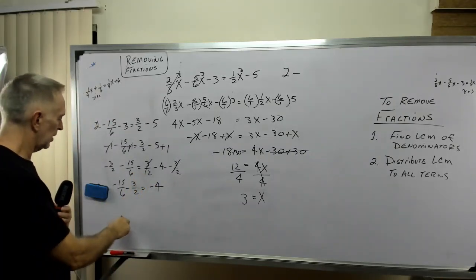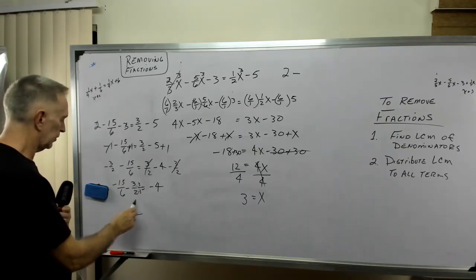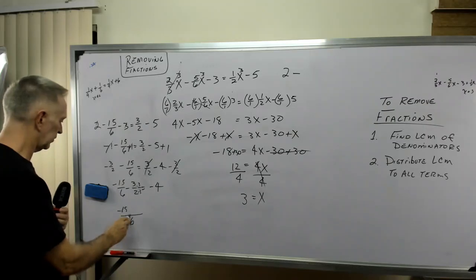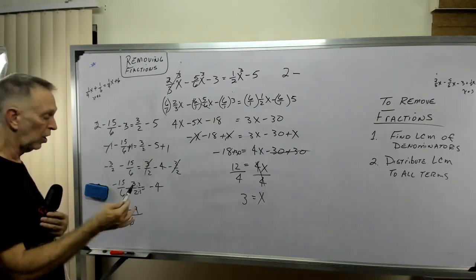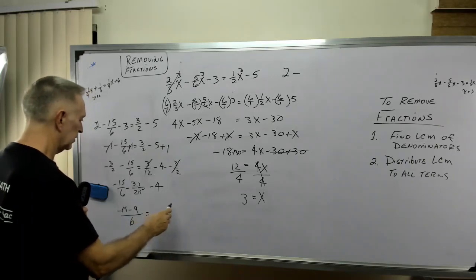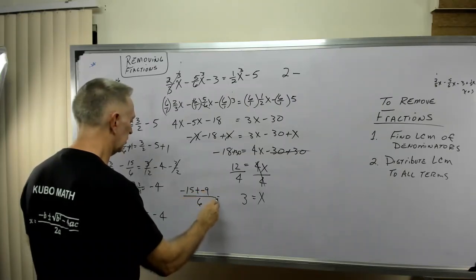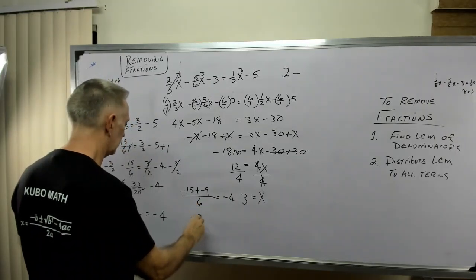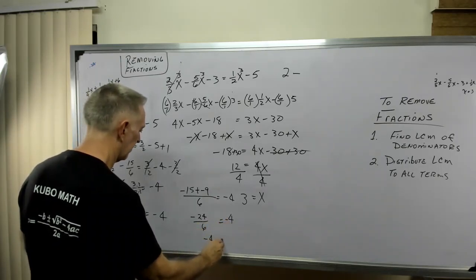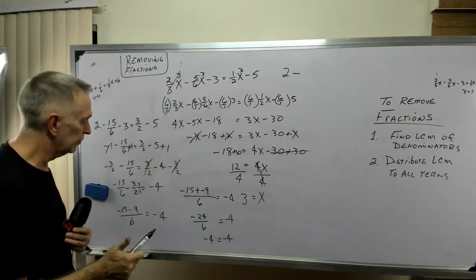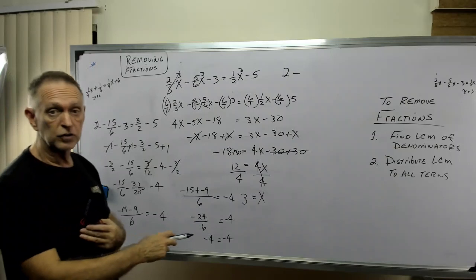Now I need to get a common denominator of 6, right? So I need to multiply this one by 3 over 3. 3 times 2 is 6. So now I have a negative 15 over 6 minus a positive 9 over 6. Minus a positive is plus a negative. So I have minus 15 plus a negative 9 over 6 equals negative 4. That gives me a minus 24 over 6, and that does in fact equal negative 4. Okay, so x equals negative 4. So that worked out. A little bit more difficult to end up with confirming our solution, but we did that.